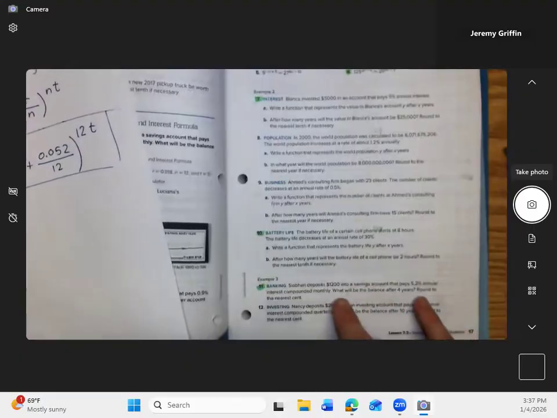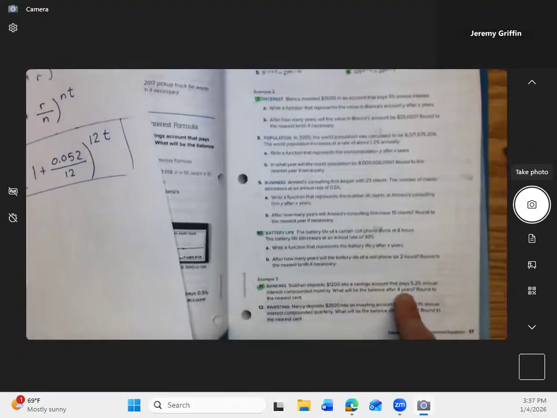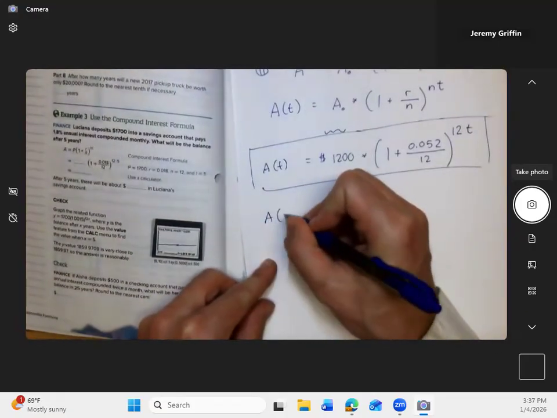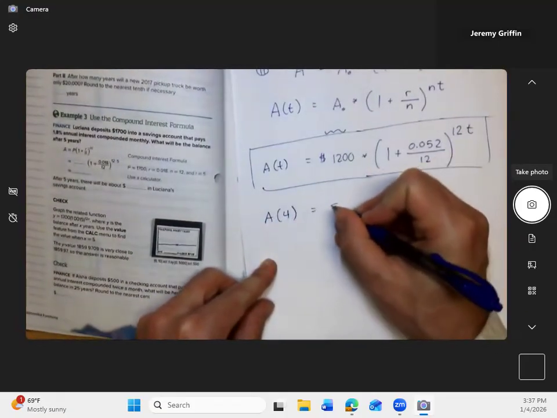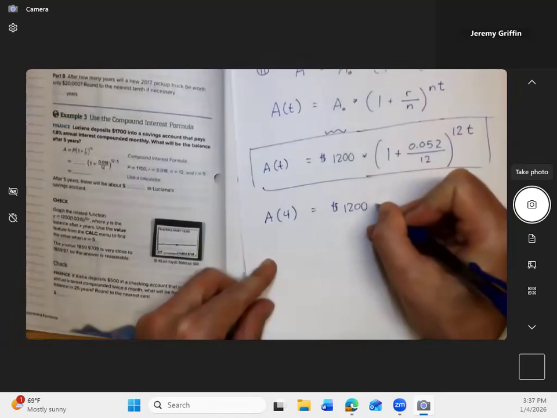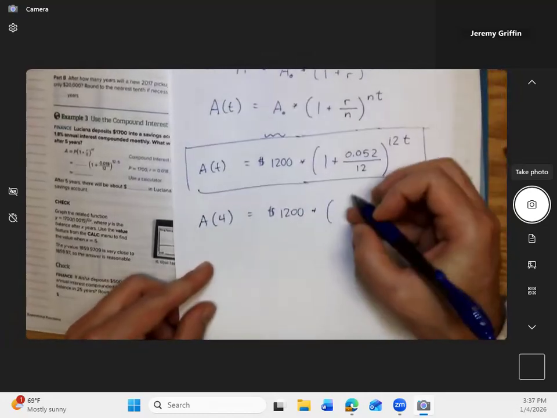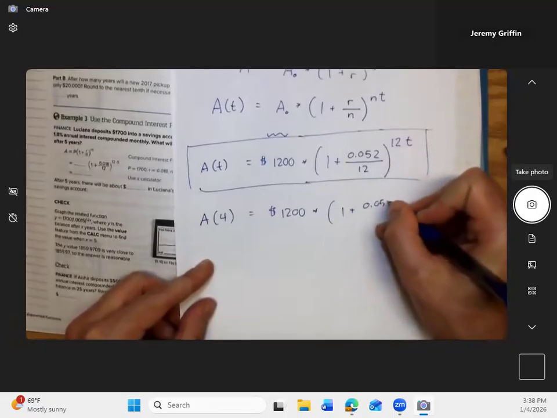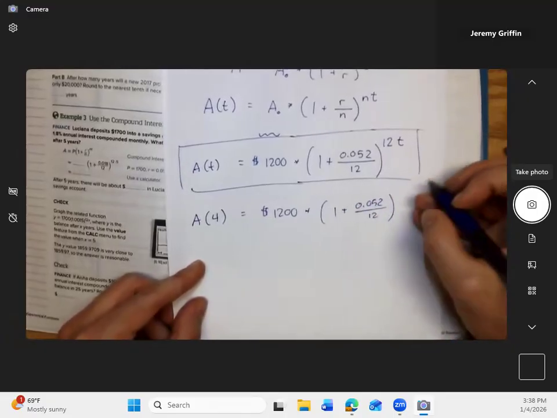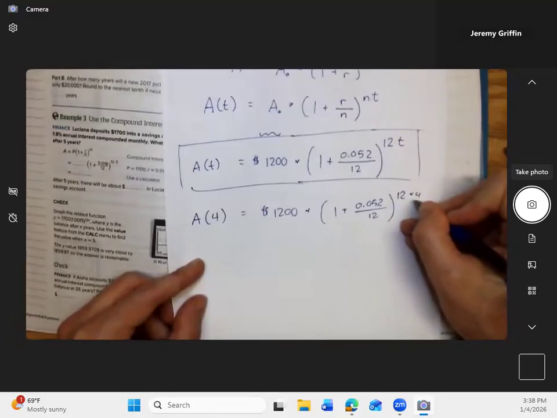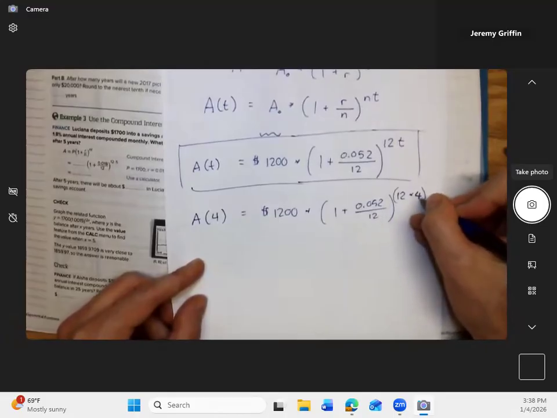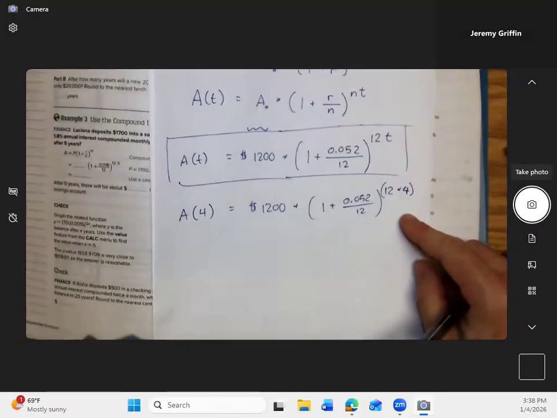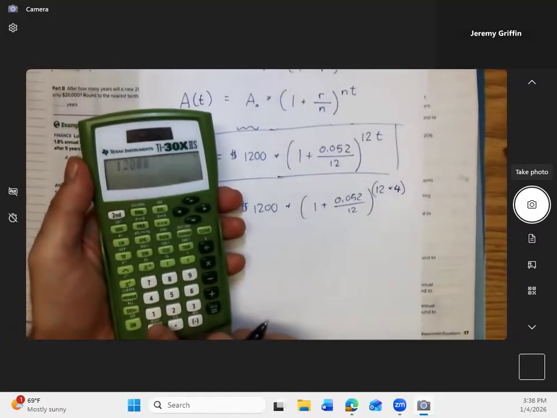What else do they want? What will be the balance after 4 years? Round to the nearest cent. So look for A of 4. After 4 years have passed, let's take $1,200 multiplied by, I'll just write this, 0.052 over 12, and then 12 times 4. So 48 months, you could think of it that way. Let's see what the calculator says.